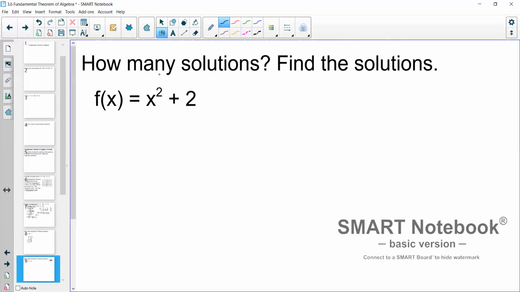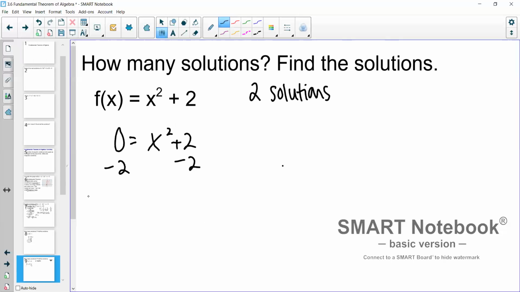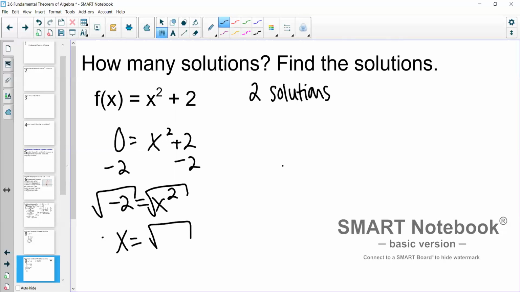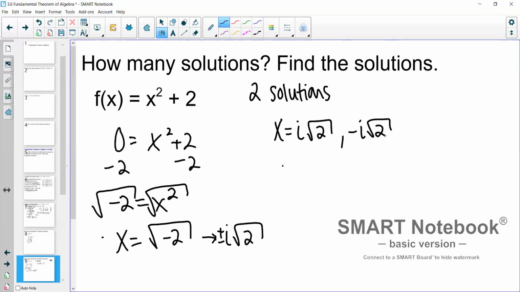Okay, what about this one? Because it's degree 2, we know we're going to have two solutions. And so as we set this equal to 0, what I'm going to do is subtract 2 from both sides, and we get -2 equals x². And remember, the opposite of squaring, to get rid of that square, is to take the square root. So we get that x equals the square root of -2, which is really plus or minus i√2. So our two solutions here are going to be x equals i√2 and -i√2, where i is that square root of a negative. And so in this case, we actually had two imaginary solutions.